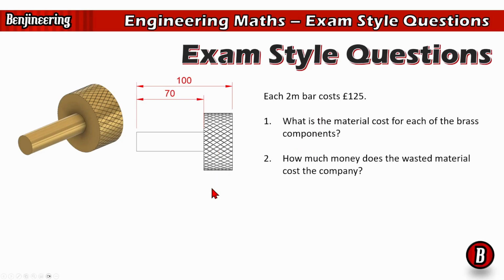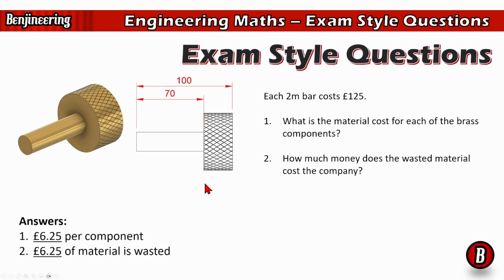Okie dokie, let's have a look then. So what have we got? The answer is £6.25 per component, and £6.25 of material is wasted. Now, if you think back to the last question, this second part here, you may not actually have needed to calculate because you know there's 100 millimeters being wasted from the previous question, and you know each of these is 100 millimeters long. So effectively, once you've calculated the answer for the first one, you've also got the answer for the second part here as well.